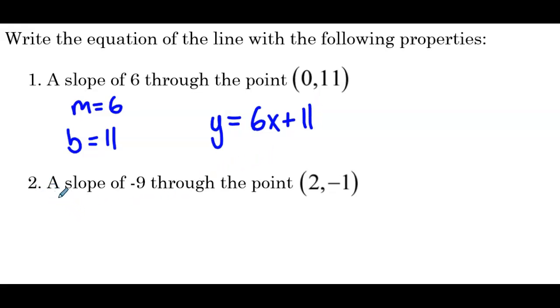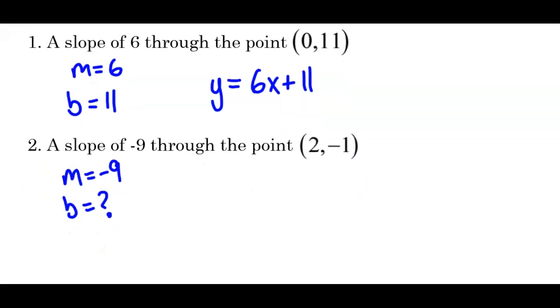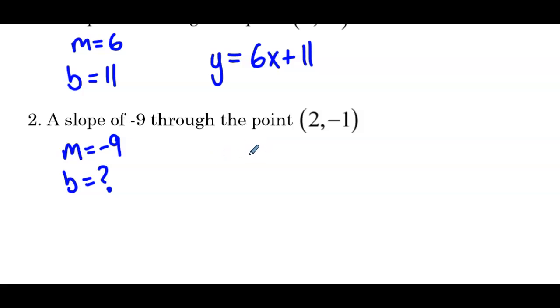In our next example, a slope of negative 9 through the point (2, -1). So slope of negative 9. Now the issue is we don't know what our b value is. We don't have the y-intercept of this graph. We just have another point on the line. So what we can do is we can create the equation y equals negative 9x plus b, and we can use this point and the fact that this point has an x value of 2 and a y value of -1 to find the value of b.